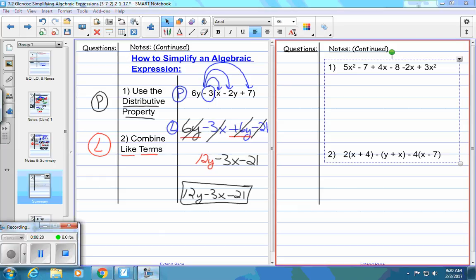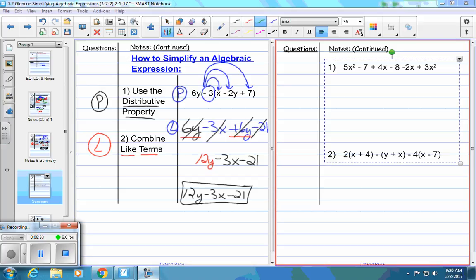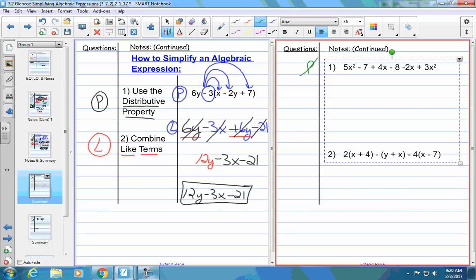Okay, welcome back. So, step 1, use the distributive property. There are no parentheses in problem 1, so we don't have the distributive property. So we've done that. We don't have to do that yet. So now, next step would be combine our like terms. And we do have like terms, so we're going to do that step. 5x squared. Is there anything like 5x squared? Yep. 3x squared, they have the same variable and the same exponent. So 5x squared plus 3x squared is 8x squared.